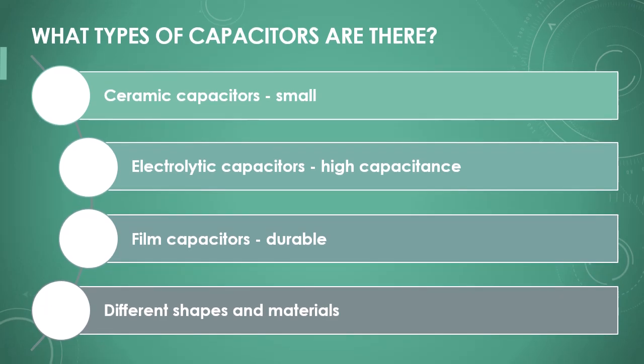There are many different types of capacitors, varying in shape and material. Ceramic capacitors are small and often found in electronic circuits. Electrolytic capacitors have a high capacitance and store a lot of energy. Film capacitors are durable and are used in many devices.